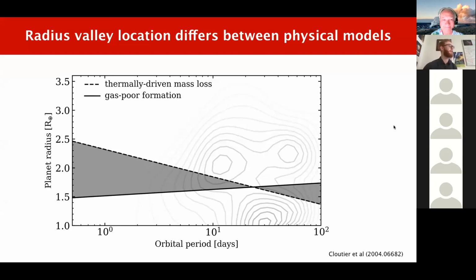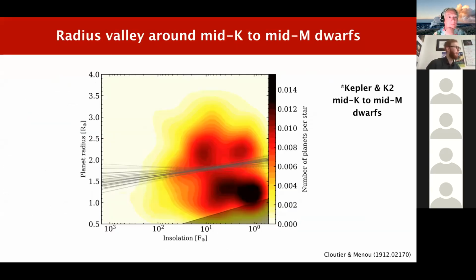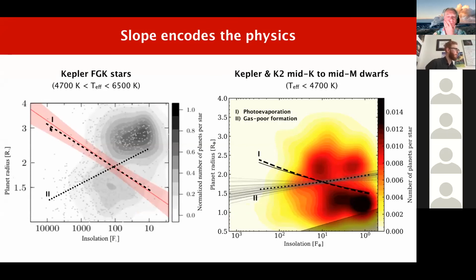Basically, what's happening here is the slopes themselves are coming from the model predictions, the things that I derived in a hand-wavy way early on, but the normalization is coming from the observations themselves. These locations of the radius valley are basically giving us the normalization. So the slope comes from the theory, and the normalization comes explicitly from these slopes. So this line for the thermally driven mass loss, and then basically the average of these gray lines here for the gas pore formation scenario.